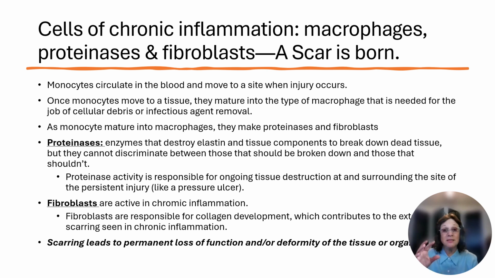Proteinases are enzymes that destroy and break down elastin and tissue components. Their whole job is to break down dead tissue, but they don't know how to tell the difference between dead tissue and tissue that shouldn't be broken down. So when something is making that proteinase activity too long and ongoing, like in chronic inflammation, it's actually going to break down tissue, not just at the site of injury, but around the site of injury as well. And this is where we see, like in a pressure ulcer, the injury being where the ischemia happened, but you see a whole area of that tissue just starting to break down.